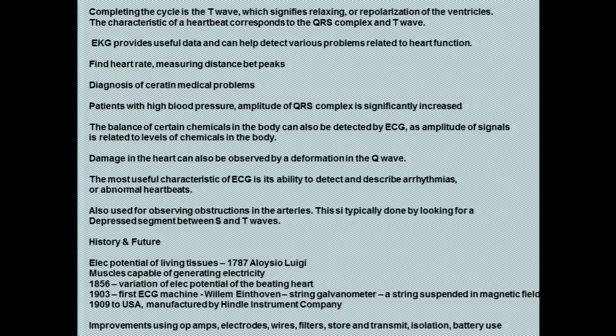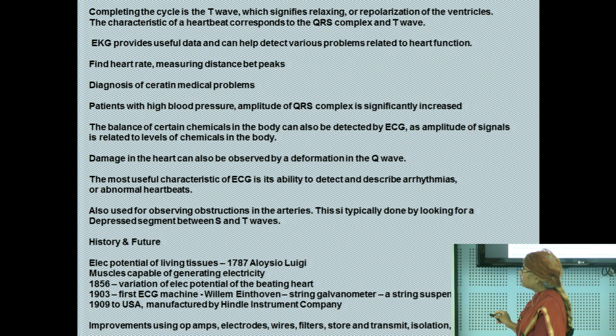Then EKG provides useful data and can help detect various problems related to heart function. You can find the heart rate by measuring the distance between the peaks, and diagnose certain medical problems. In patients with high blood pressure, the amplitude of the QRS complex is significantly increased, so that area will be high, and we can know that. The balance of certain chemicals in the body can also be detected by ECG, as the amplitude of the signals is related to the level of chemicals in the body.